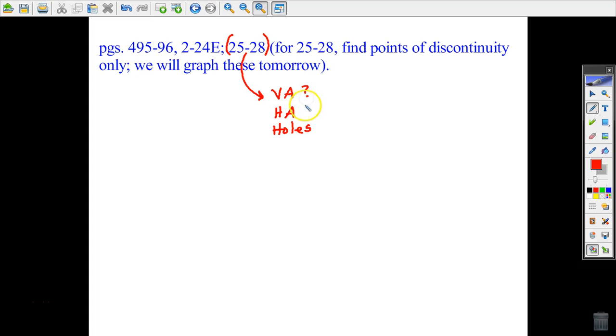Tomorrow, when we get ready to graph, we'll already have this much of the work done, and we'll show you in class how to put it all together for sketching out the graph. So don't do the graphs of these, just come up with the points of discontinuity, write them on your paper, and we'll talk about the graphs tomorrow. I hope that helps you, and if you have any questions, just let me know, and we'll check them out tomorrow.